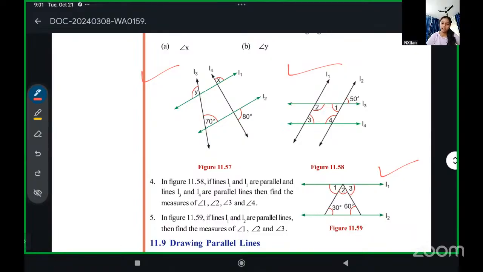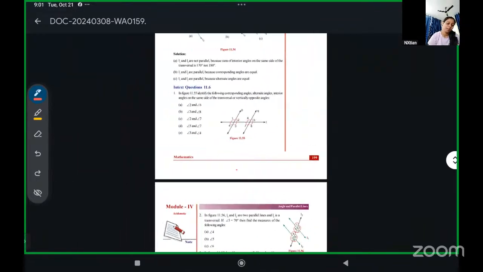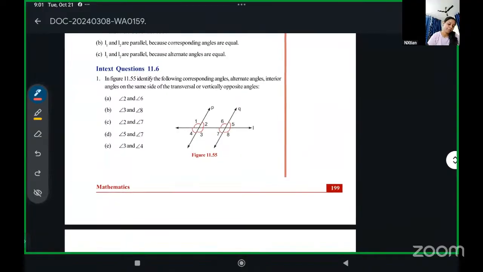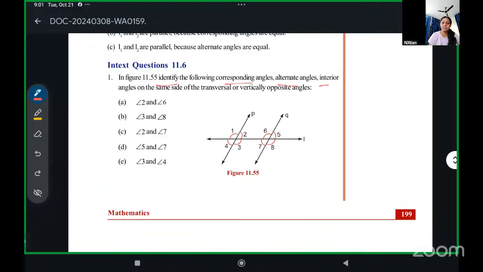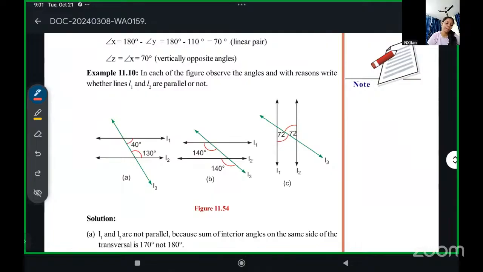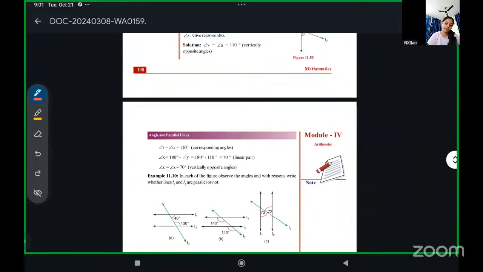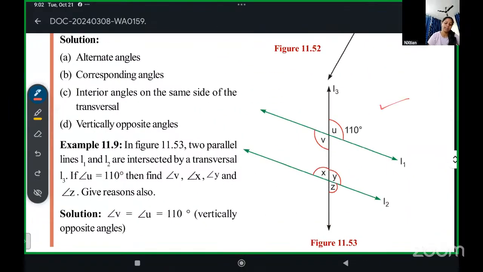Ask if there is any doubt. Practice the exercises, these finding the value questions. Identify questions are also good for the smaller ones. Identify what are corresponding angles, alternate angles, interior angles, and vertically opposite angles. You should know what all of this is. Then this, finding the value of x, y, and z.